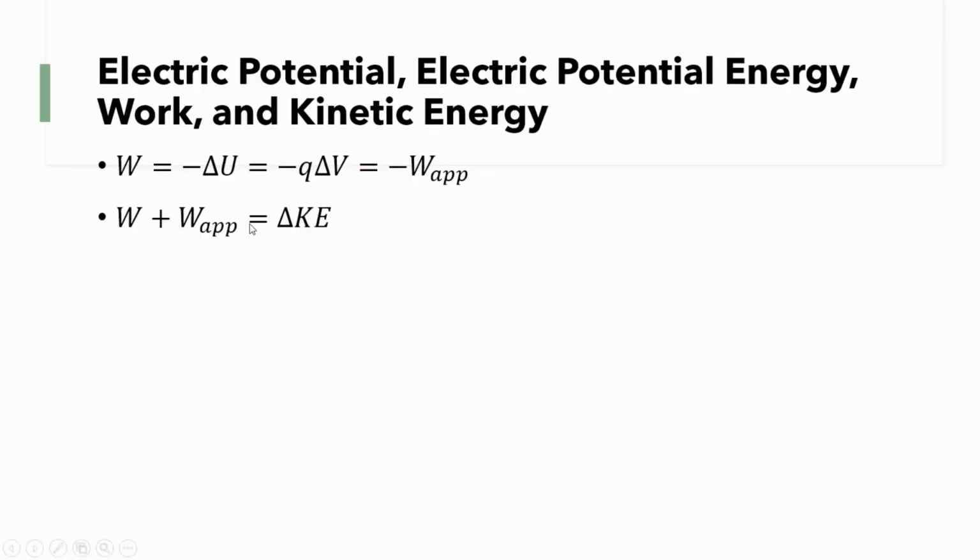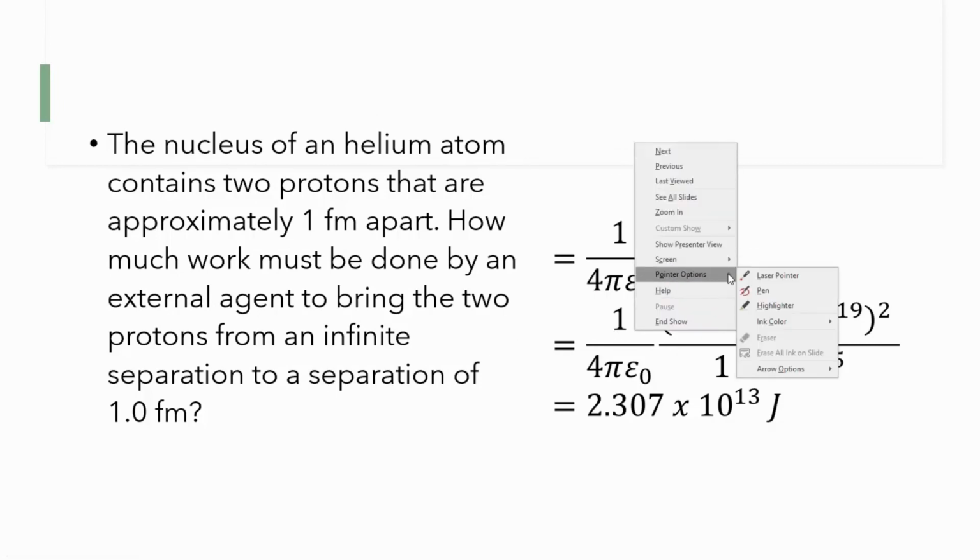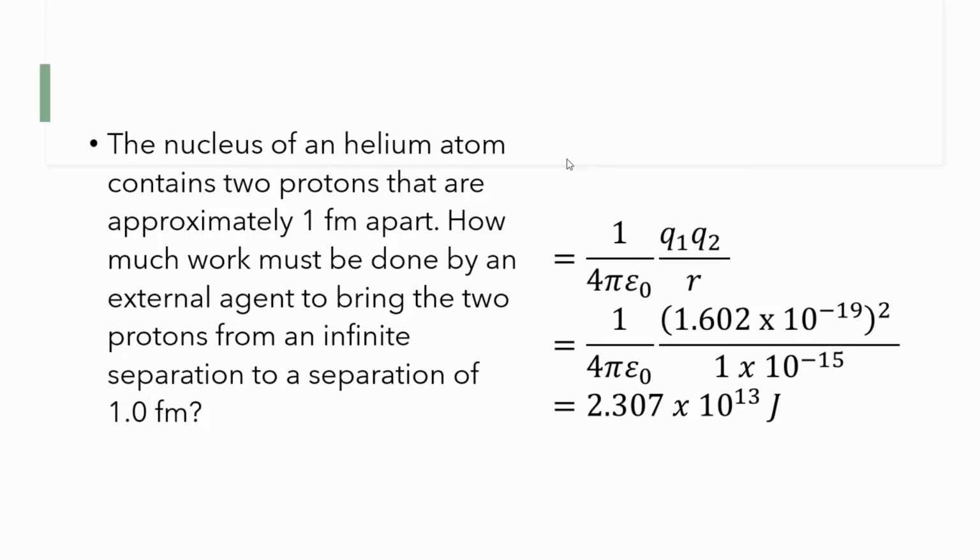Discuss ko ito mamaya sa formula na ito, pero basically, ang sagot is work applied. How much work must you do is equal to positive delta U. So, yan, that's kQq over r. Compute mo na lang. Lalabas is 2.307 times 10 raised to 13 joules.